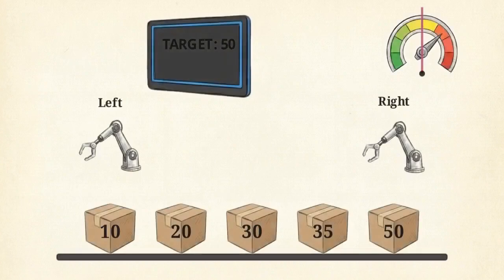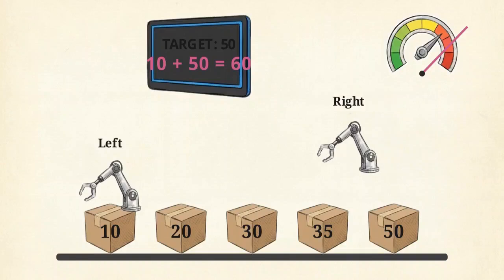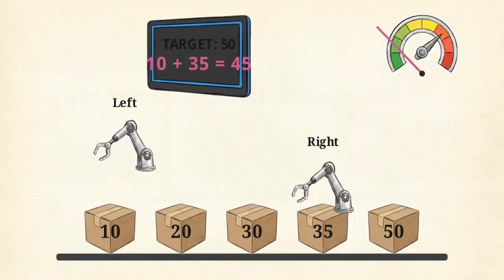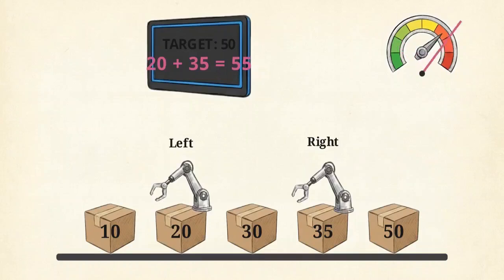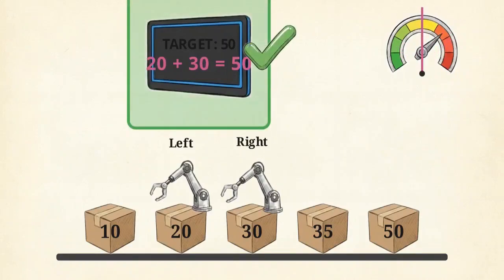Let's lower our target weight to 50 pounds to see how both arms adjust to find the center. We check the edges first. 10 plus 50 is 60, too heavy. To shrink our total, the right arm takes a step down to the 35-pound box. Next check, 10 plus 35 is 45. Now we are too light. This triggers the left arm to step up to the 20-pound box. Finally, 20 plus 30 hits our target of 50. The searchers moved inward and met right where they needed to be.